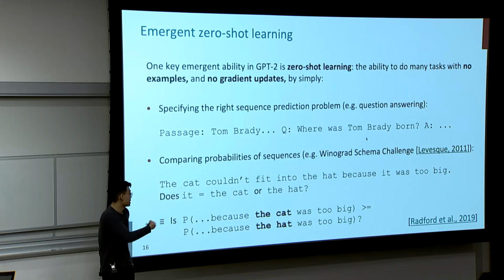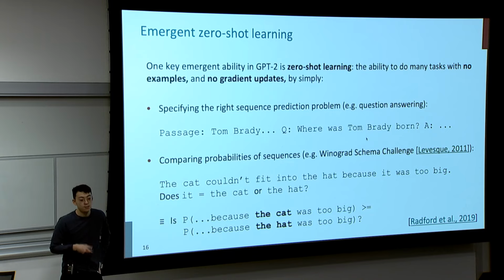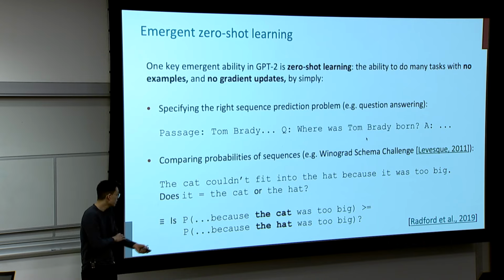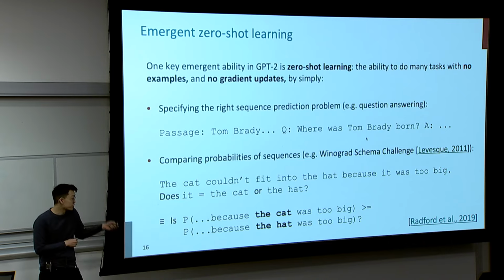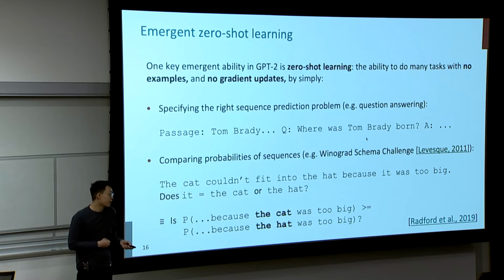And in this case, it makes most sense for it to refer to the cat, because things fitting into things, because they're too big, you need to use some world knowledge to resolve that. So the way that you get zero-shot predictions for this task out of a language model like GPT-2 is you just ask the language model which sequence is more likely.